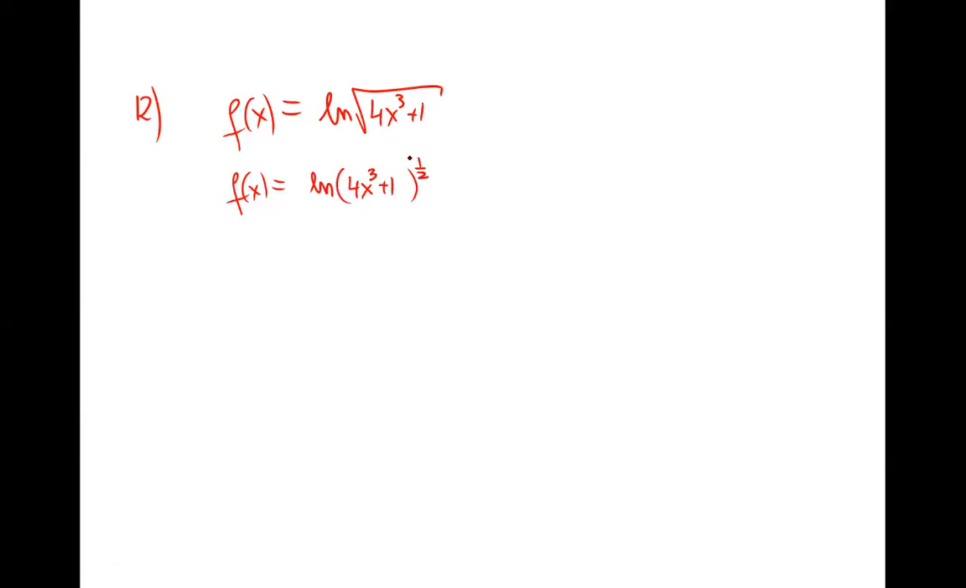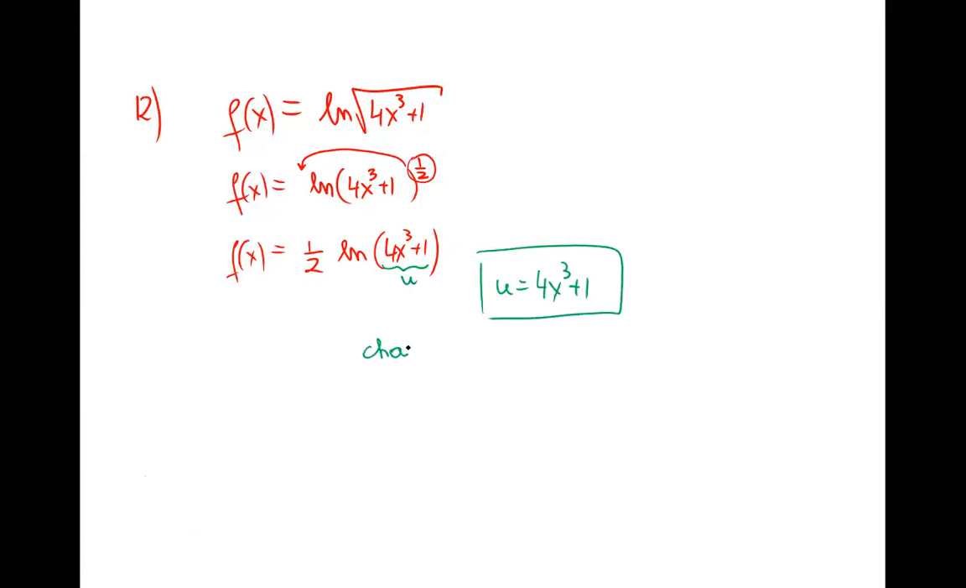And now we know that that 1/2 can travel and can be placed in front. My function theoretically looks like this: 1/2 ln of 4x cubed plus 1. At least I did eliminate one inner function. I still have my inner function. Let's say this is u, 4x cubed plus 1. And I will use the chain rule. If I rewrite the function f in terms of u, it is just 1/2 ln of u.